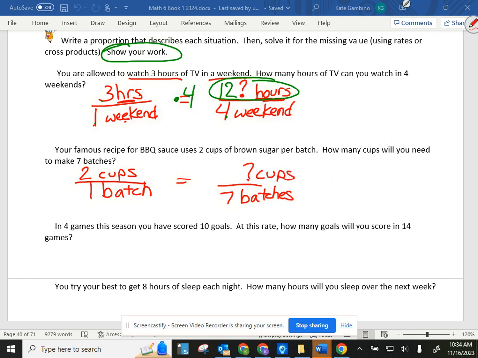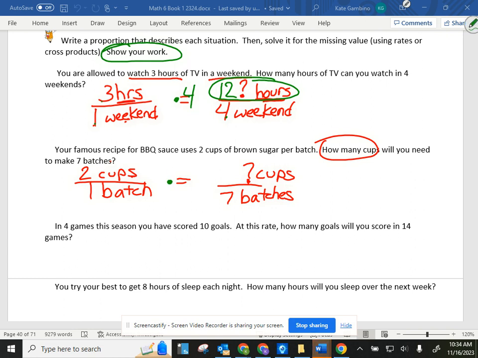So when we look at our question, it says, how many cups? So I know my question mark goes with the cups. Cups are on top, cups are on top. I know there are 7 batches. So I'm going from 1 batch to 7 batches. How many cups? How am I going to solve this, Bryn?